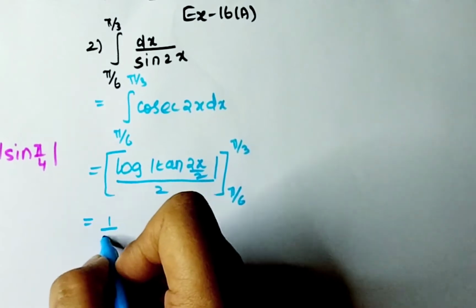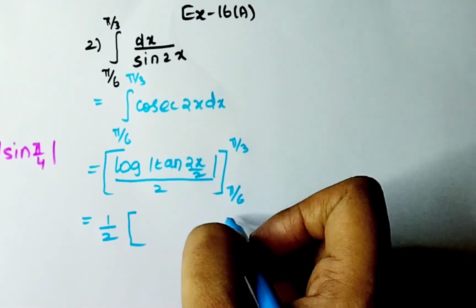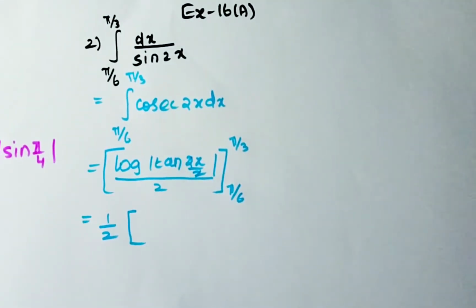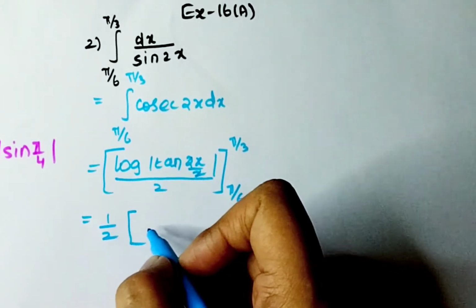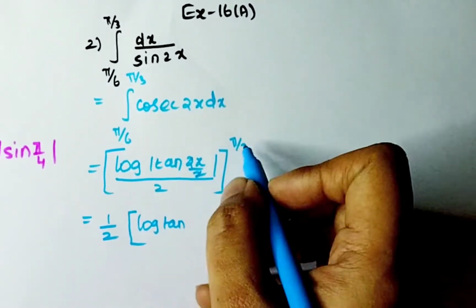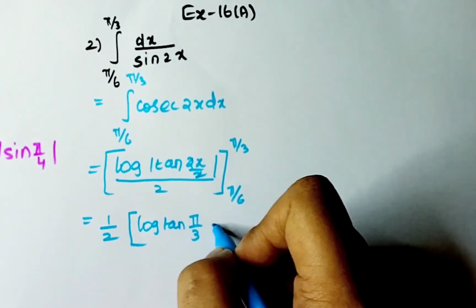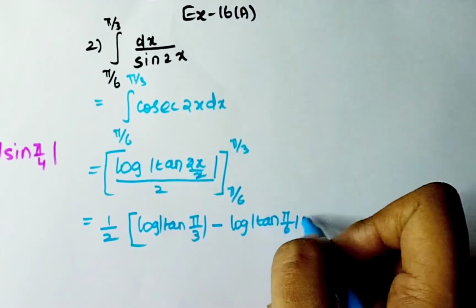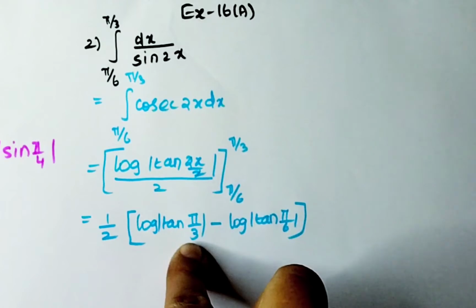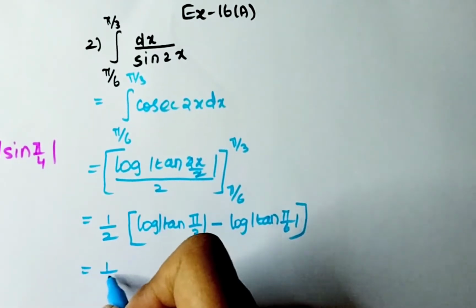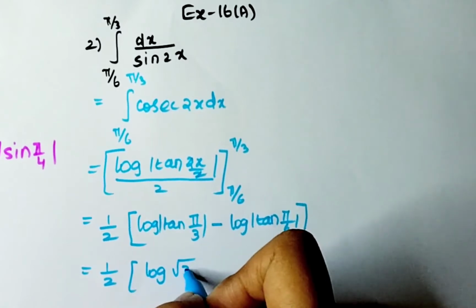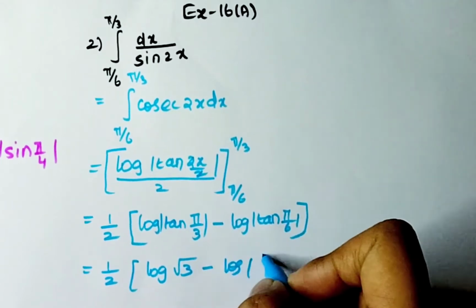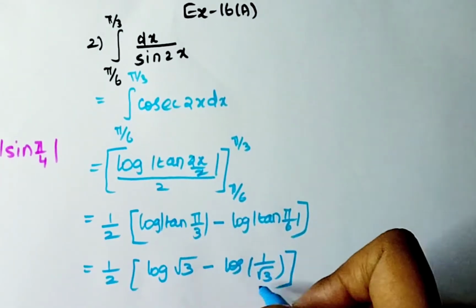Let's take this 1 by 2 common out and we write upper limit minus lower limit. Before that, since it is inside the argument, we can cancel. Now, upper limit minus lower limit. So let this half be common outside. So log tan upper limit is pi by 3 minus log tan pi by 6. Tan pi by 3, that is tan 60 degree, is root 3. That means log root 3 minus tan pi by 6, that is 30 degree, 1 by root 3. So log of 1 by root 3.